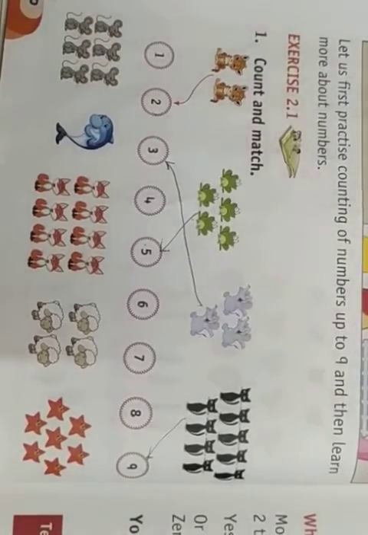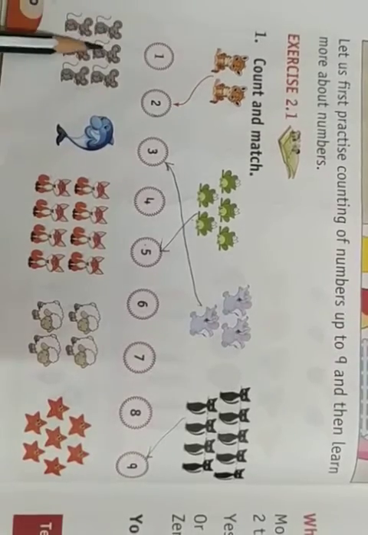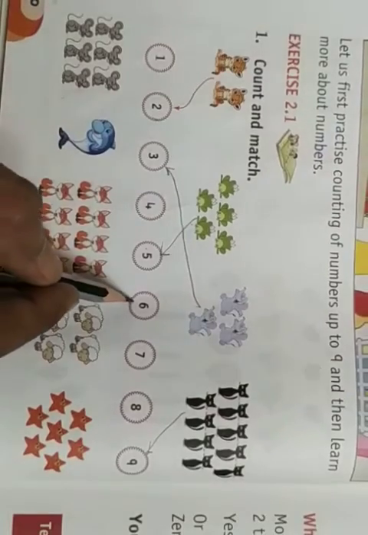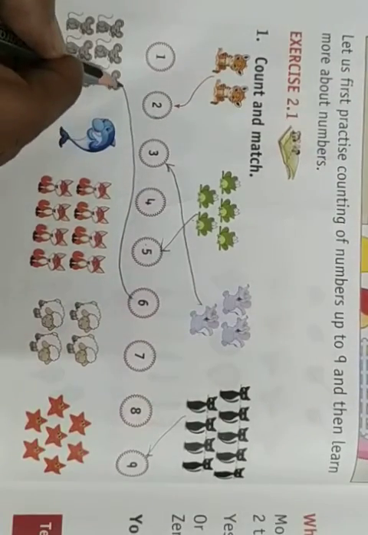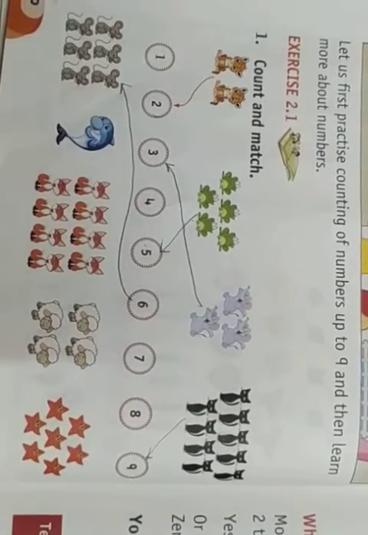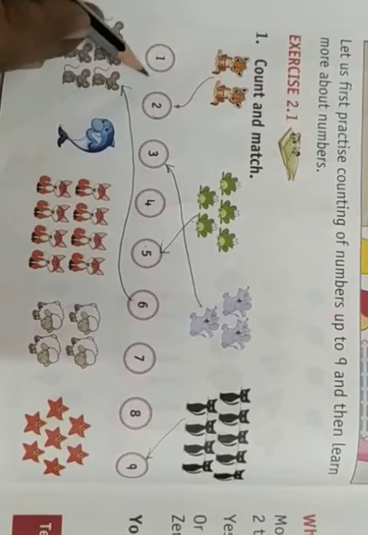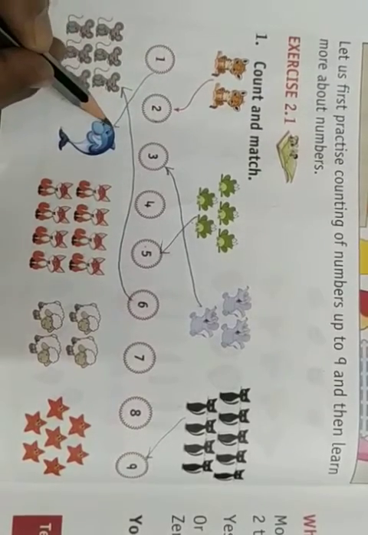Next, here the number of objects are 1, 2, 3, 4, 5, 6. Okay, we just need to match to its number of objects. Okay, next here is 1, only 1. So you need to match this to this.